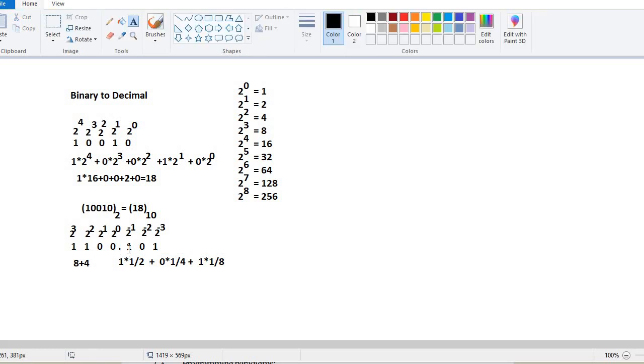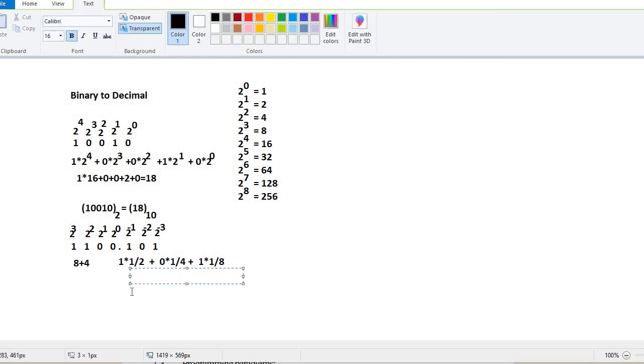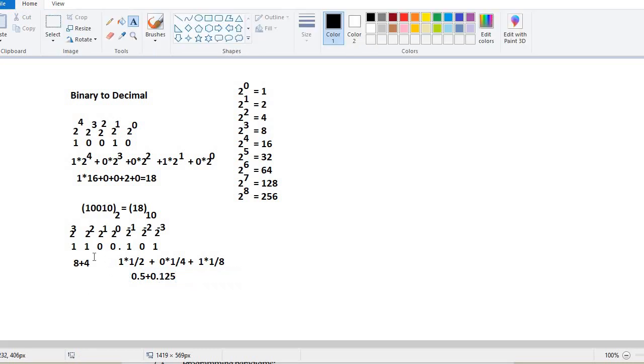Okay, so that is what 101 is. So 1 into 1 by 2 is obviously 1 by 2, and what is 1 by 2? 0.5. Okay, plus 0 into whatever it is will always be 0, so I am excluding that part. Now 1 into 1 by 8, what is 1 by 8? 1 by 8 is 0.125. Okay, 0.125. You can check it out by dividing it. I will divide 1 by 8, you will get 0.125. So 1 into 0.125 is 0.125. Okay.